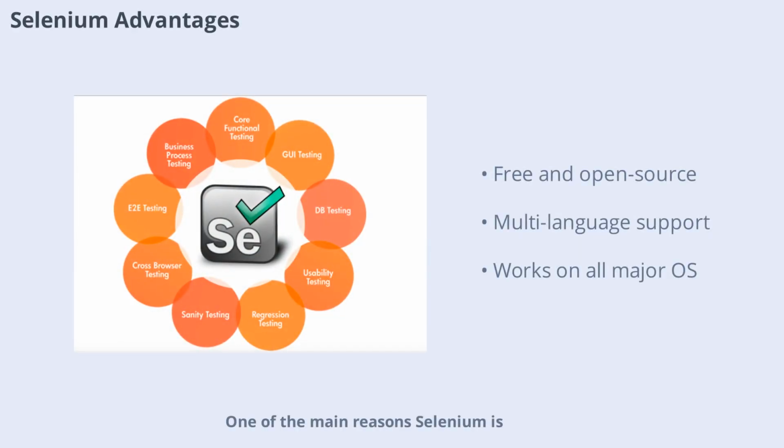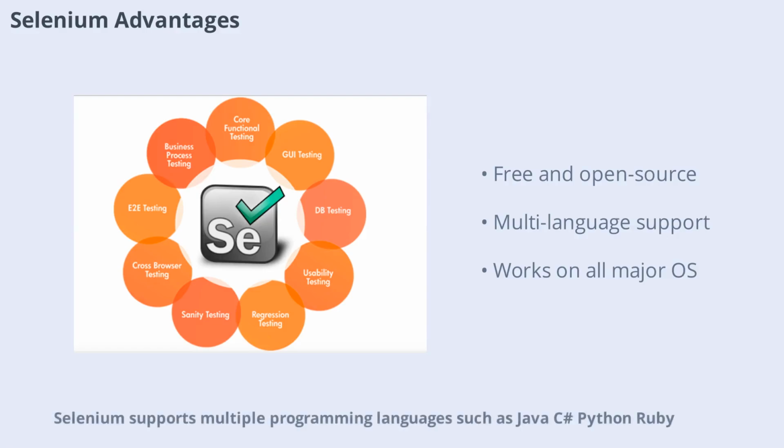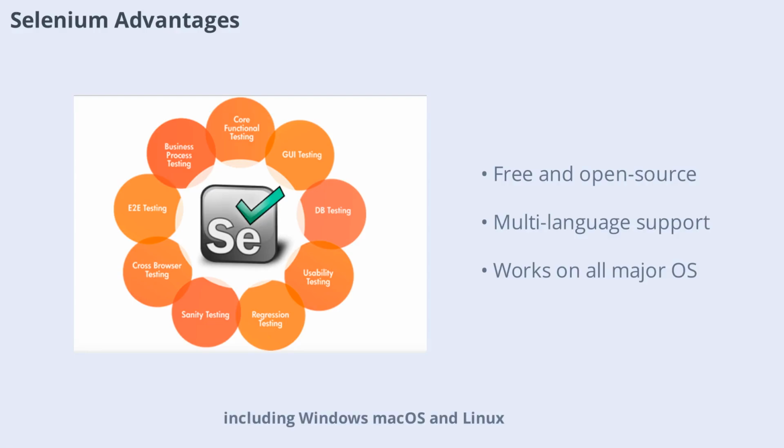One of the main reasons Selenium is so popular is its impressive set of advantages. It's completely free and open source, making it accessible to everyone. Selenium supports multiple programming languages such as Java, C#, Python, Ruby, and JavaScript, so you can work in your preferred language. It also works seamlessly with all major browsers and operating systems, including Windows, macOS, and Linux. Integration with popular testing frameworks like JUnit and TestNG, as well as CI/CD tools like Jenkins, further streamlines the automation process.